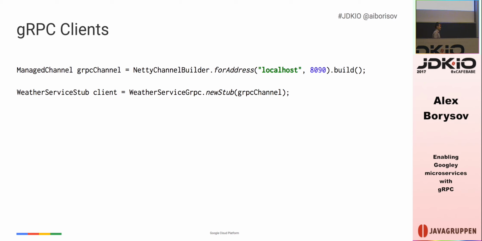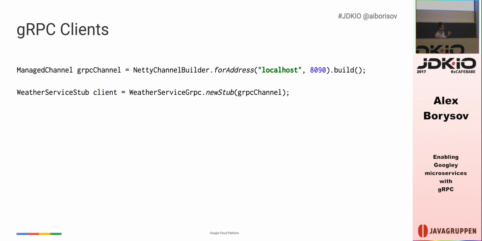Now the server is ready, let's create some clients. It's pretty simple. We use the native channel builder for an address, build, and we create a channel. And a channel in gRPC is a logical abstraction that represents a connection between your client and your service. In real life, you will most likely not create a channel for host and port. You have service discovery, you have load balancing and other stuff, and gRPC has abstractions for all that. But let's keep it simple for now.